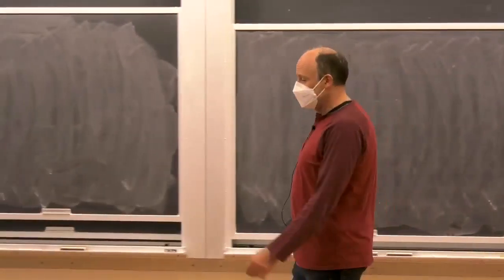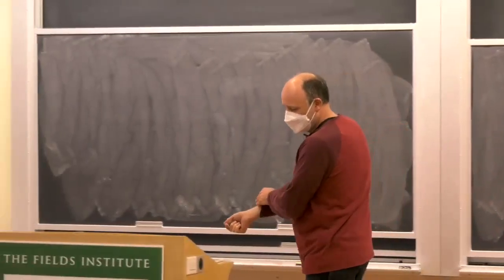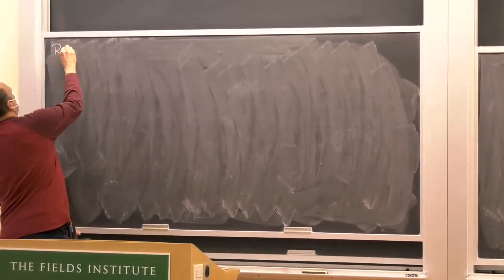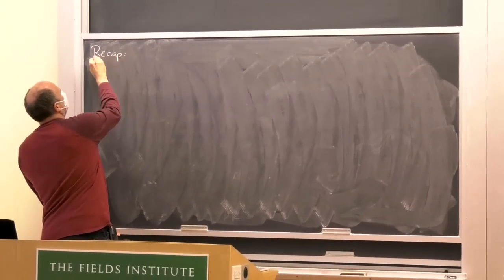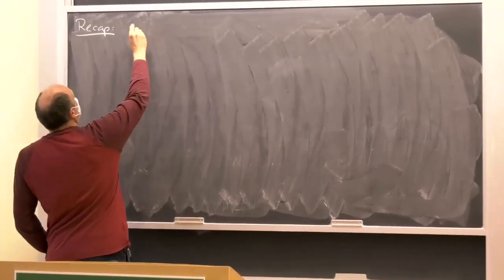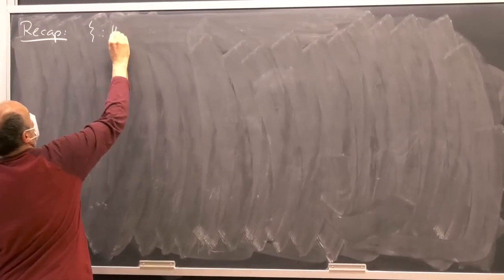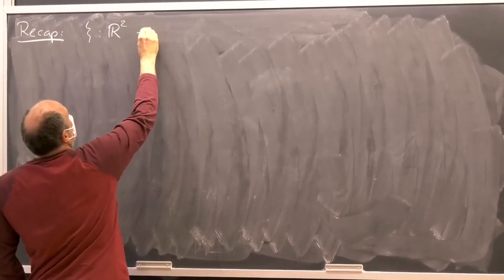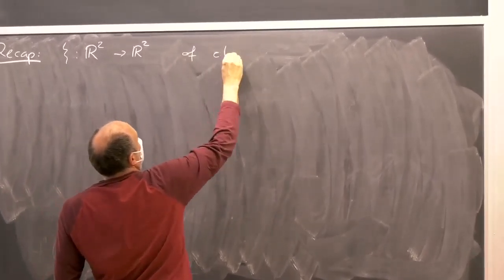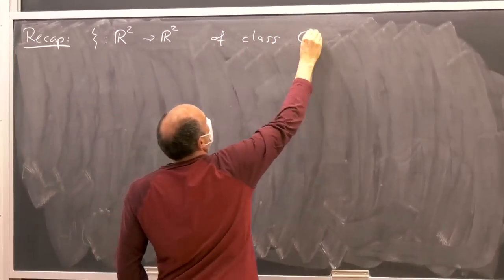Okay, I guess I'll start. So let's just recap from Monday. Right, we started with a planar vector field C of class at least C1.